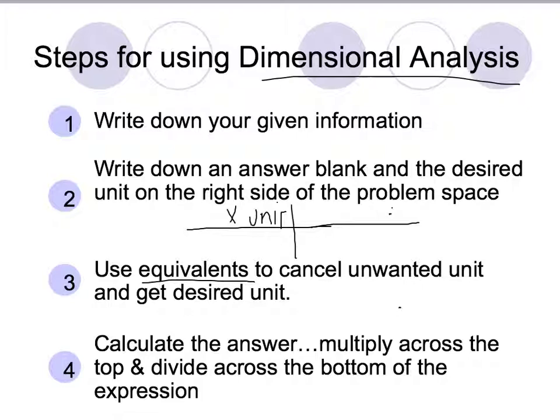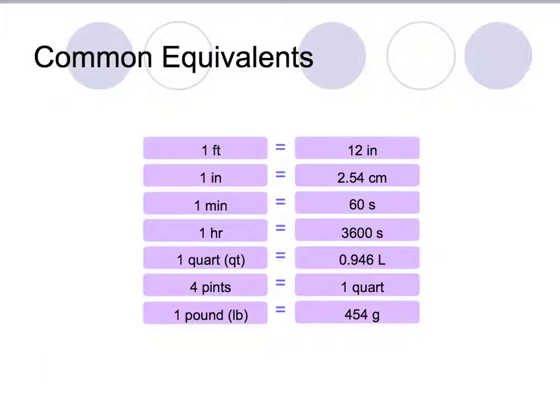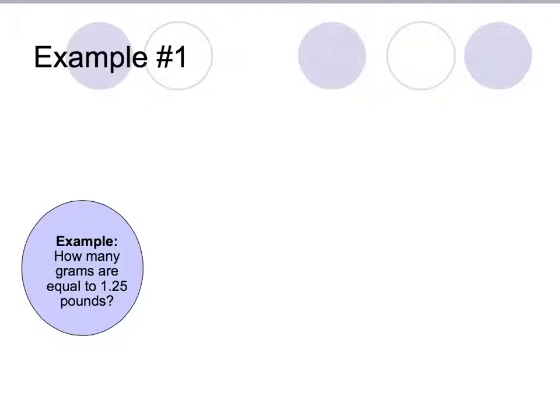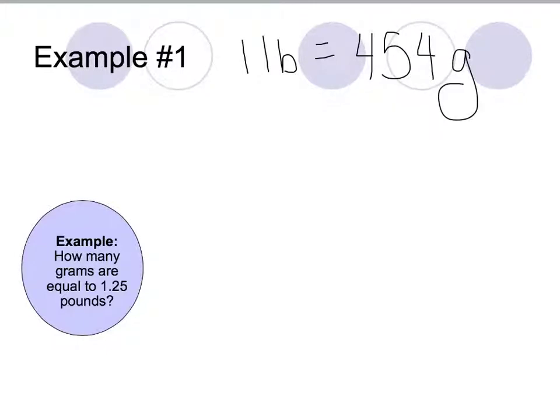Let's do some examples. Before we do, we have some common equivalents here. I will generally always give you the equivalents, but you know some of these. 1 foot equals 12 inches. 1 inch is 2.54 centimeters. The one we're going to use in our first problem is 1 pound equals 454 grams. All right. Here we go. How many grams are equal to 1.25 pounds? I know just before we said 1 pound equals 454 grams. All right, that's our conversion factor.